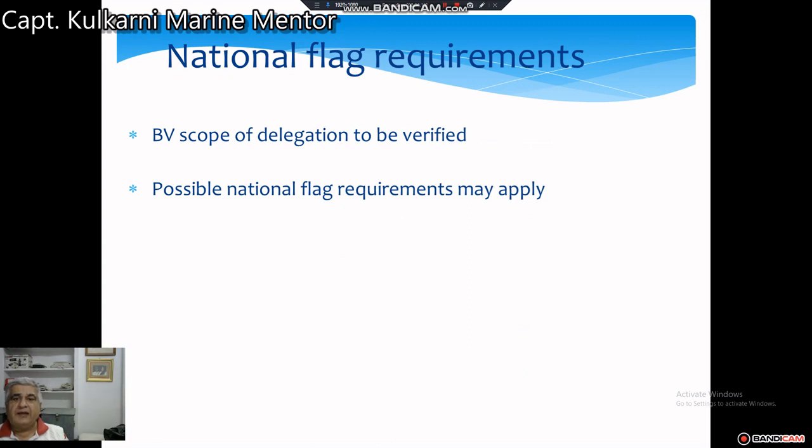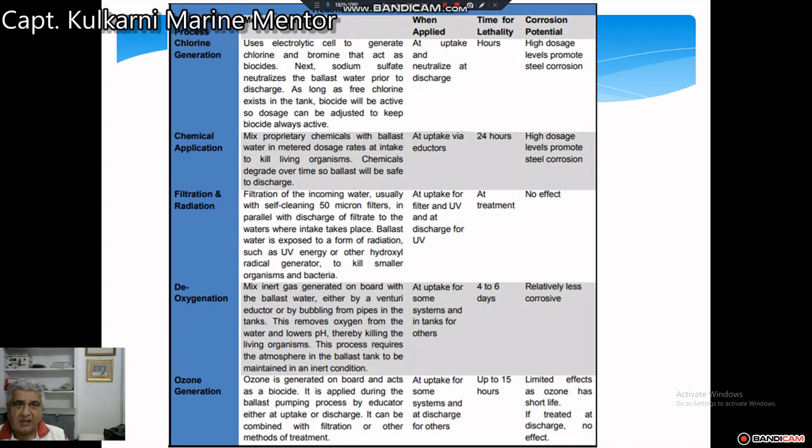Ballast water scope of delegation to be verified. Possible national flag requirements may be applied. This is the last one.